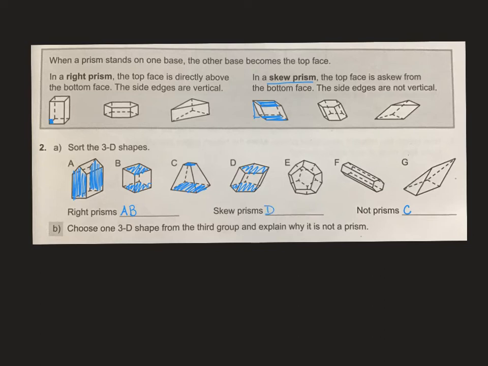Now, the other reason you might find something is not a prism is because it's not connected with rectangles. Is there a shape in here that's not connected with rectangles? No one? F is connected by really long, skinny ones, but E is connected all by pentagons. Both the face and the edges are pentagons, so it would not be a prism either.